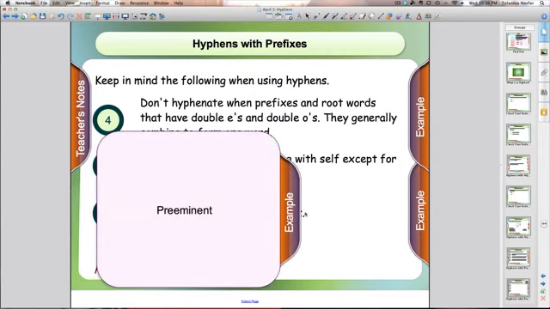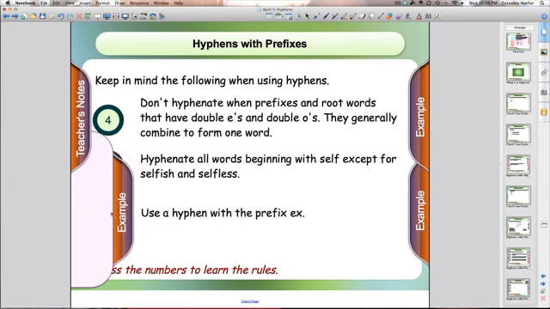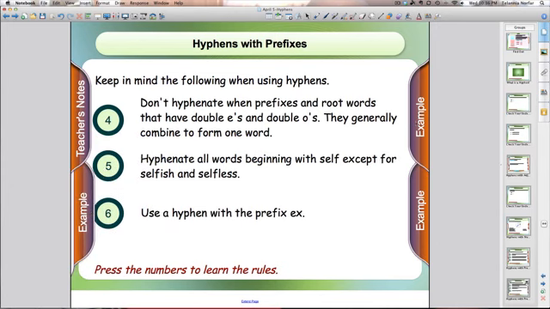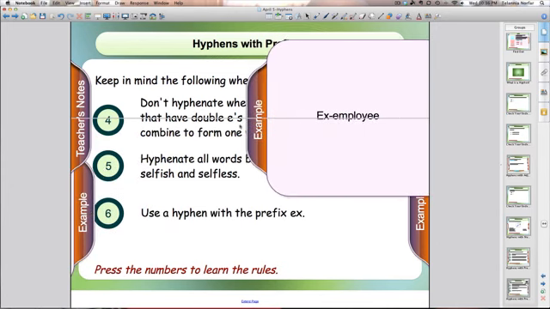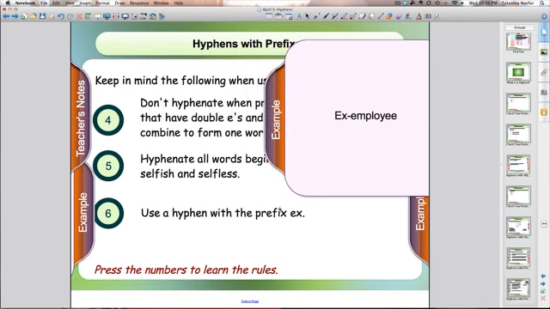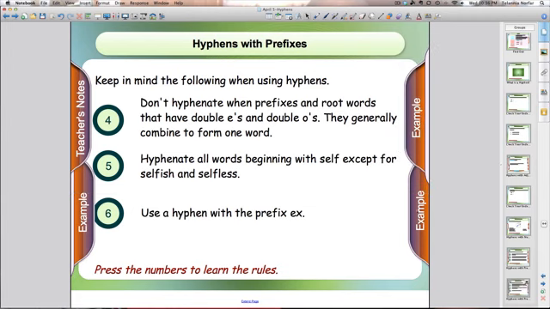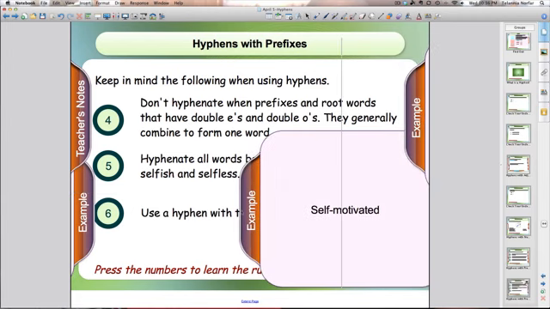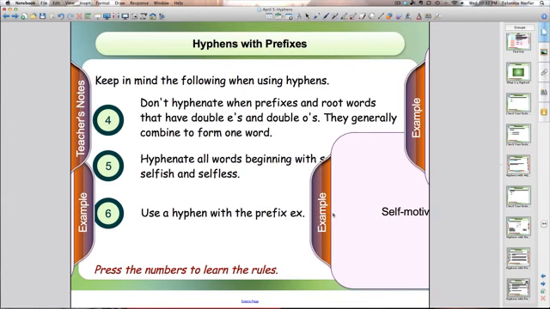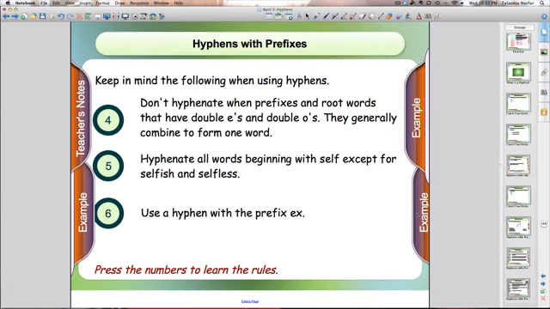Okay, so preeminent, we didn't have to hyphenate that because we have double E's. Ex-employee, again, prefix EX. And self-motivated, self but not selfish or selfless.